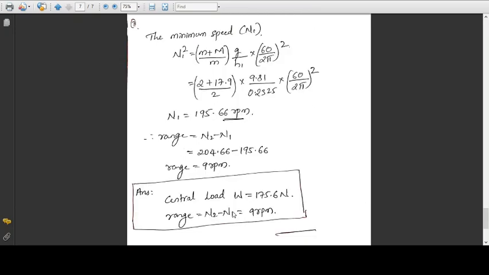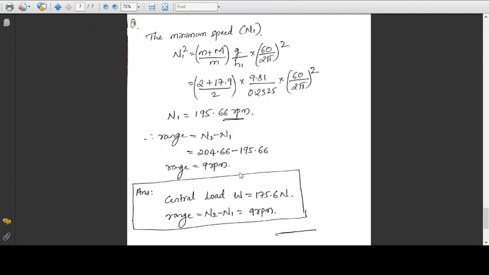Similarly, to calculate the minimum speed, consider the same equation. The only change is that in place of h2 you substitute the h1 value, that is, write the equation for n1 squared. If you substitute the calculated h1 value, 0.2325 meter, you will get the minimum speed as 195.66 rpm. Once you calculate the minimum and maximum speed, you can easily calculate the range of speed, which is given by n2 minus n1. After the substitution you will get the range as 9 rpm.